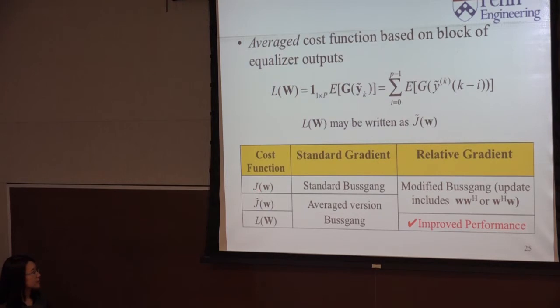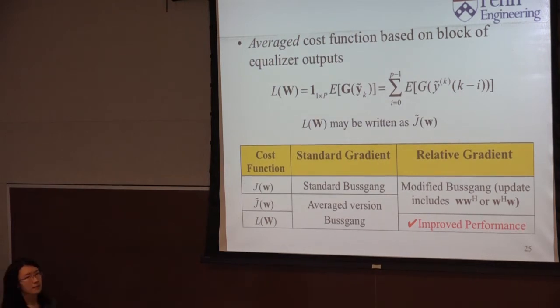The first is a cost function of the equalizer vector, and that is based on a single output. The second is also a function of the equalizer vector, but it is based on multiple outputs. And the third is a function of the matrix, which is also based on a block of multiple outputs. So for all these three functions, we could use standard gradient as well as relative gradient.